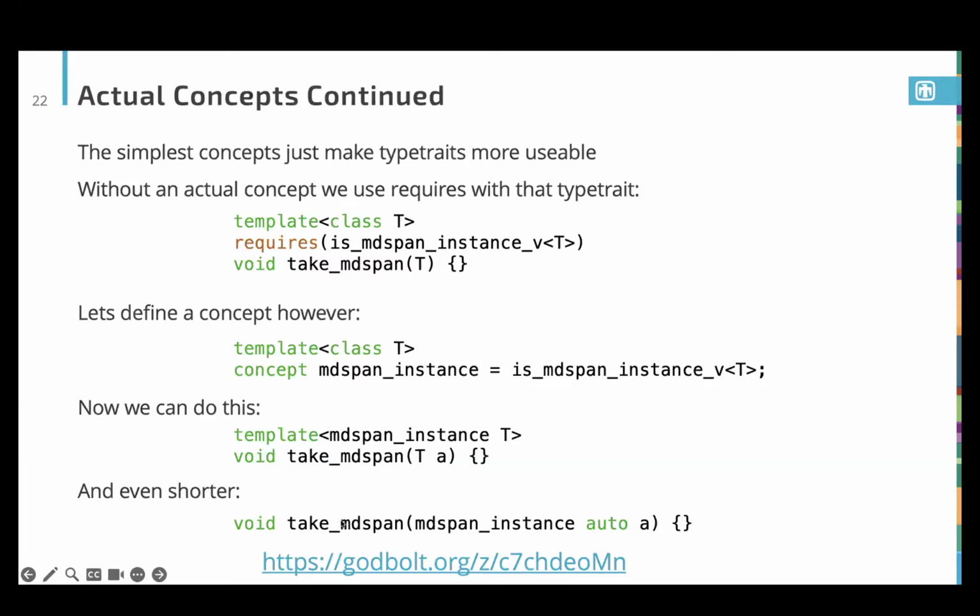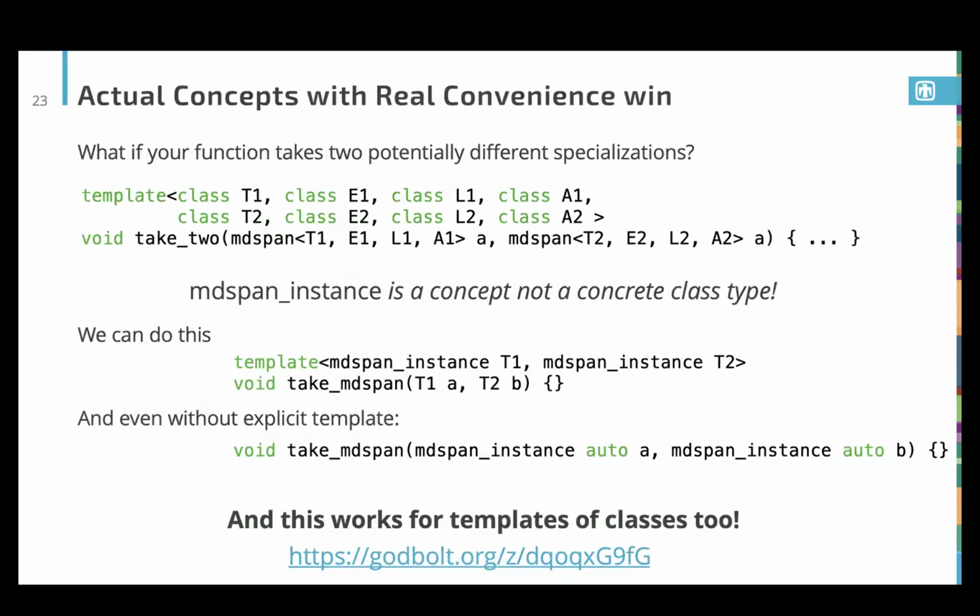That obviously is quite a bit of an improvement over having 4 template parameters, in terms of readability and so on. But the real benefit comes when you have multiple arguments. Say I'm taking 2 mdspans. Well, now I need 8 template parameters. But the nice thing about the concept is that a concept is not a concrete class type. So if we use the template variant and we say that both T1 and T2 need to be mdspan instances, they don't need to be the same mdspan type. They can be different mdspan types.